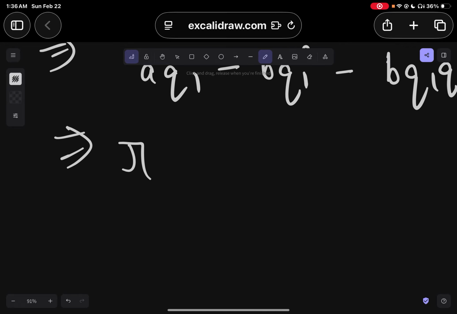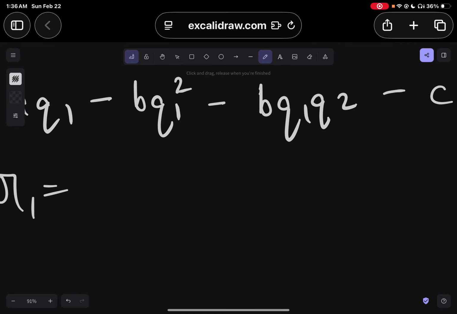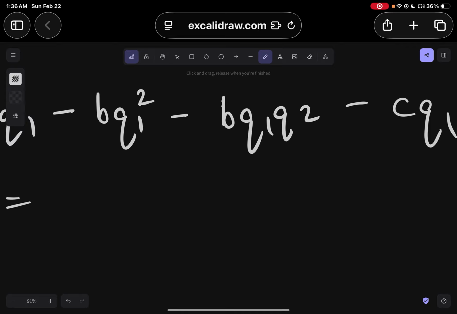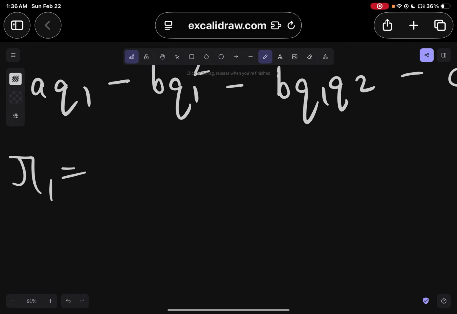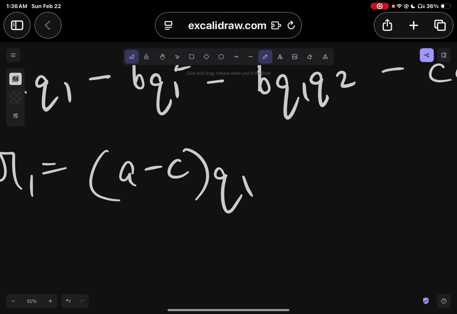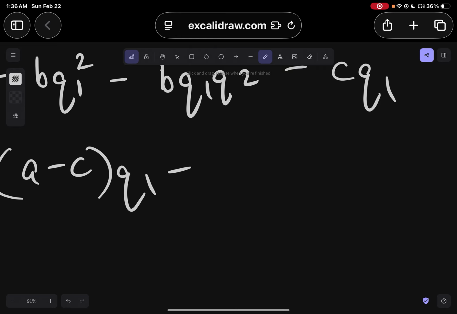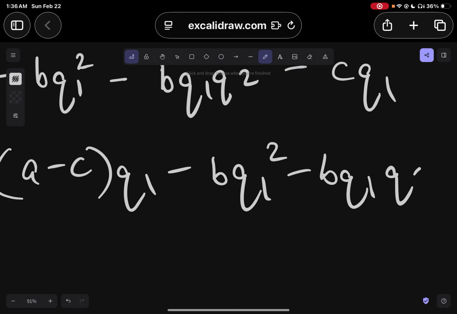Then we have profit of firm 1 as we take out A from AQ1 minus CQ1, I mean A minus C, and we take out Q1. Then we are remaining with BQ1 square minus BQ1 Q2.